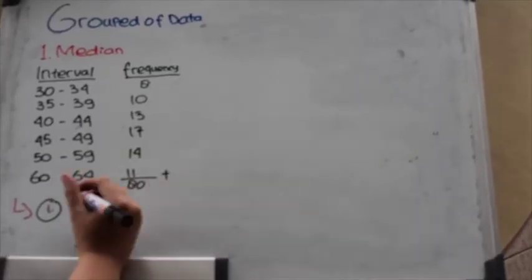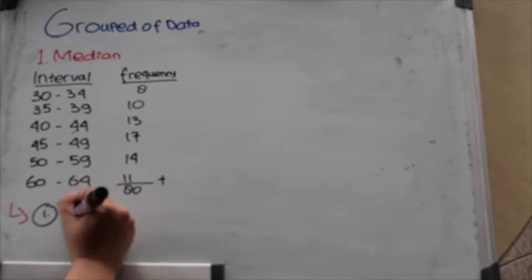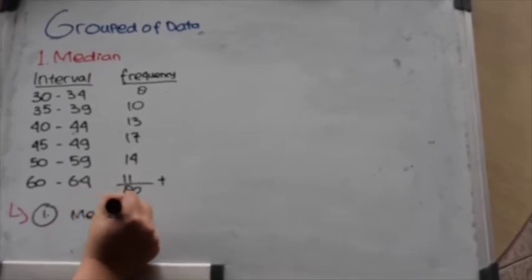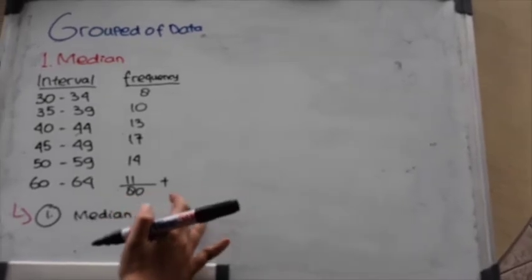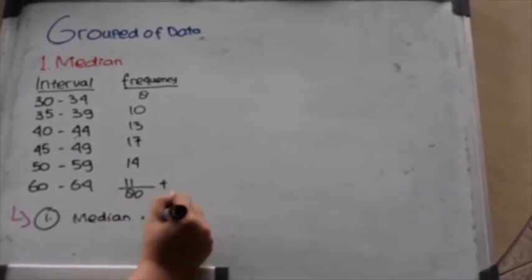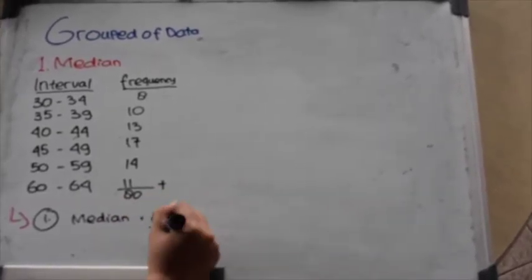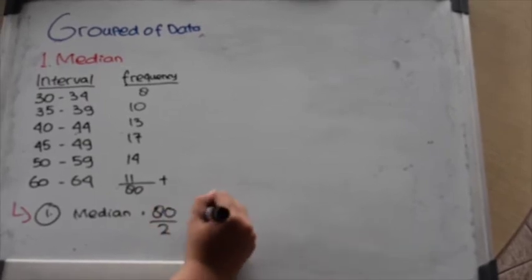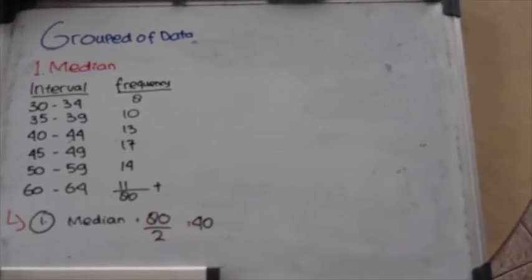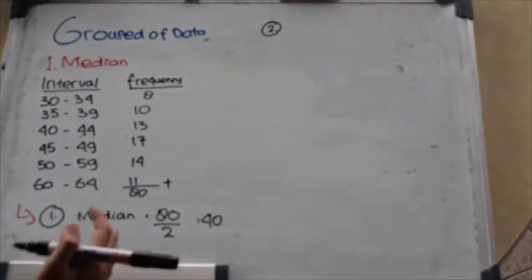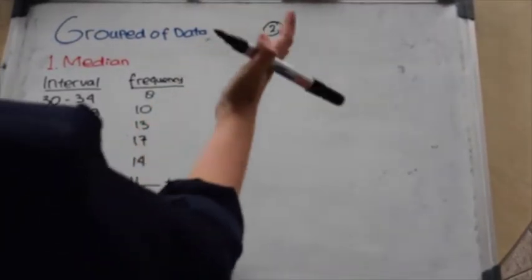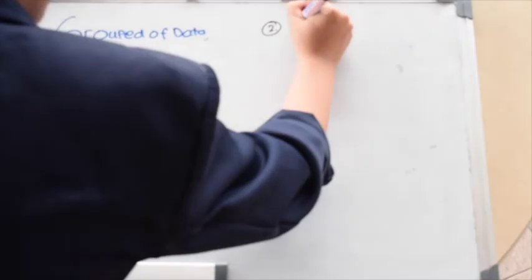So first we should find the median position. From the frequency total of 80, we divide it by 2 and get 40. And second, we add it into the formula in the second step.